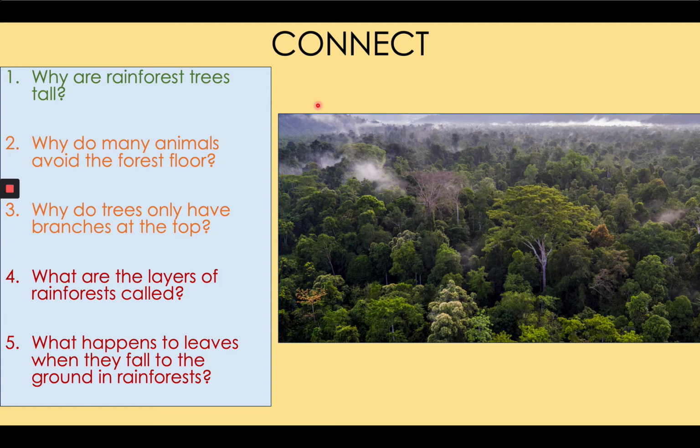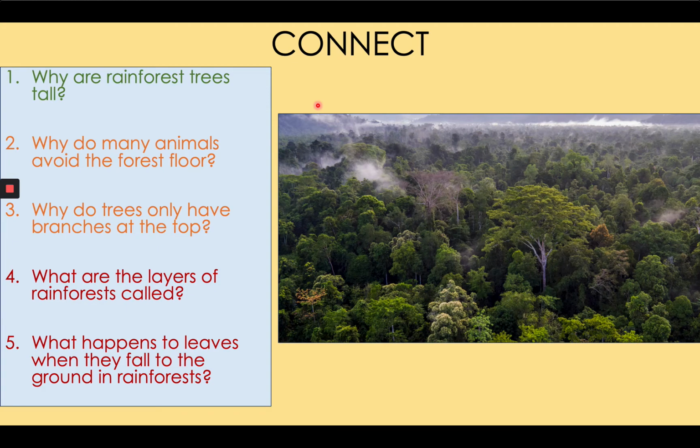4. What are the layers of the rainforests called? You may have learnt this in earlier years, but you're going to learn it better today. I'm not going to tell you yet, but if you already got them, as we look forward in this lesson, then fantastic. And 5. What happens to leaves when they fall to the ground in rainforests? You should have said that when leaves hit the ground in rainforests, they follow the nutrient cycle, which means that they are broken down by decomposers and detritivores, and the nutrients from the broken down leaves are released into the soil.